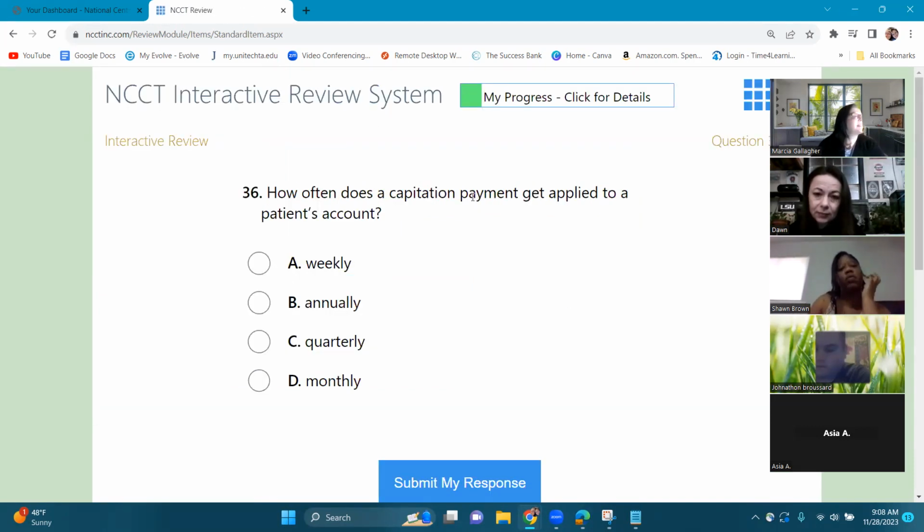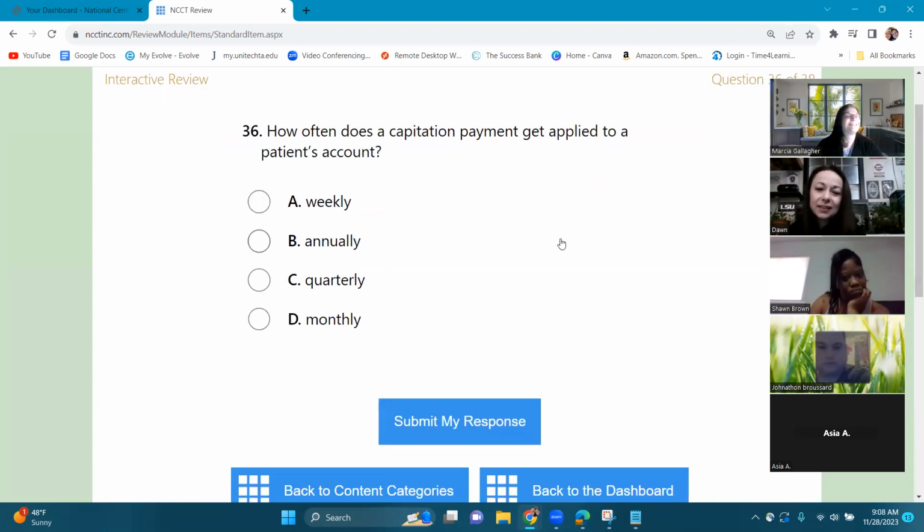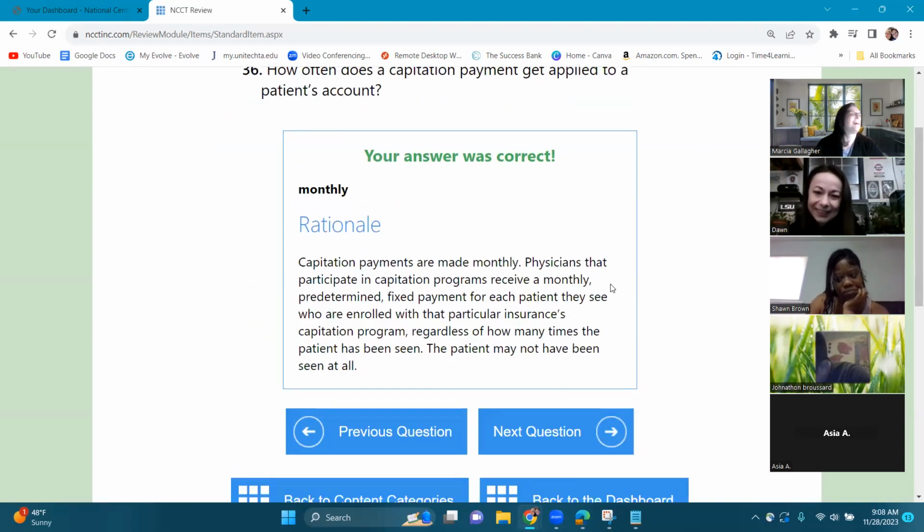How often does a capitation payment get applied to a patient's account? D. Monthly. Whether they're seen or not.